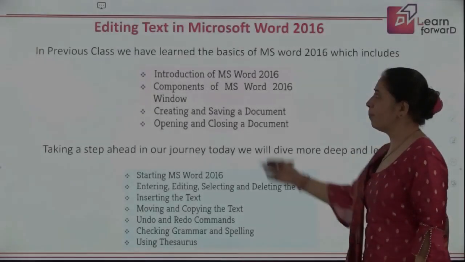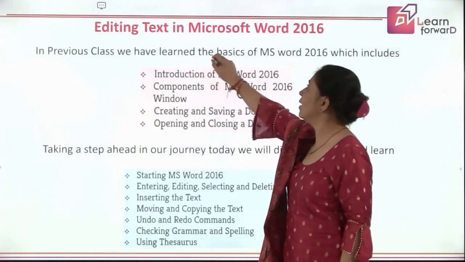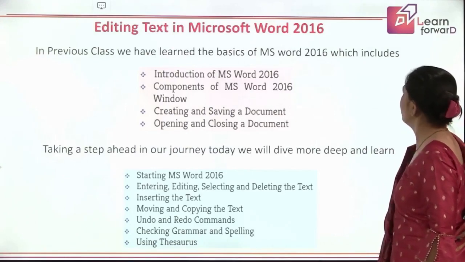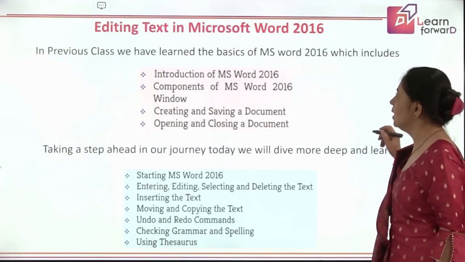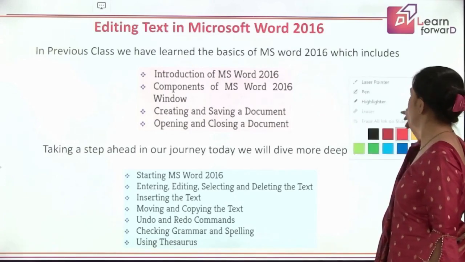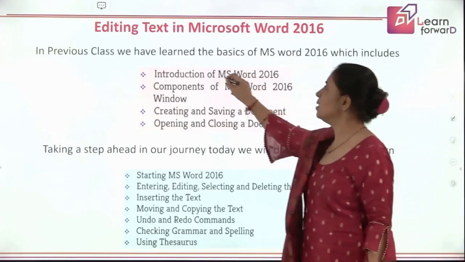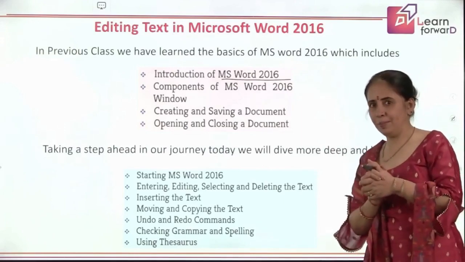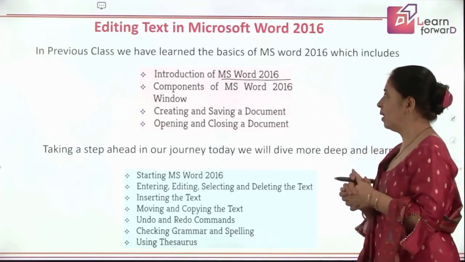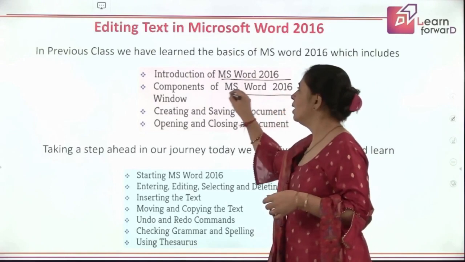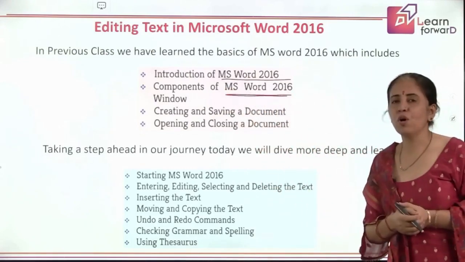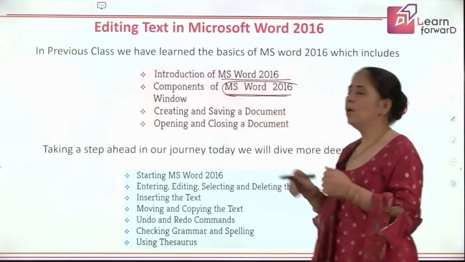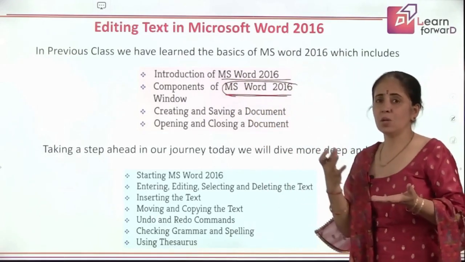In the previous class we have already learned about the basics of Microsoft Word, which includes the introduction to Word 2016. Yes, you remember we studied the basics of MS Word in the previous class, and then we understood about different features of MS Word, and this is the MS Word window. What are the different components on this window?